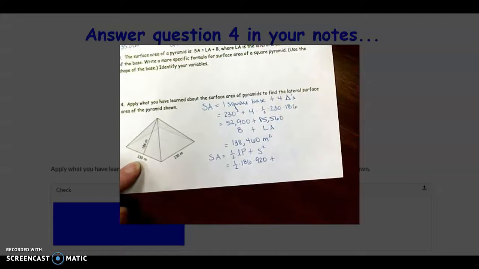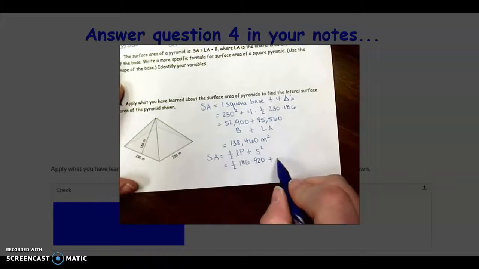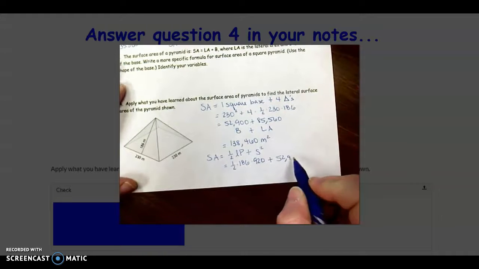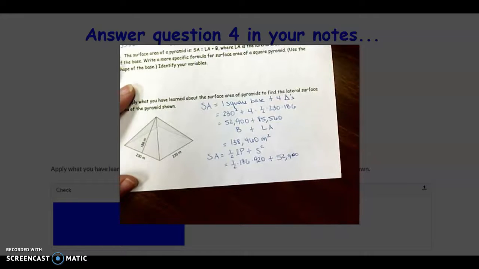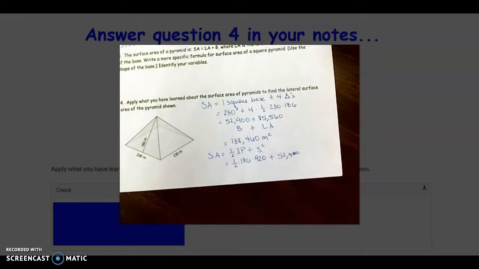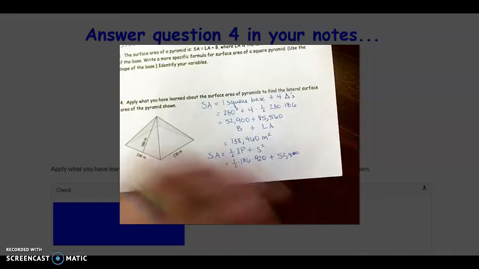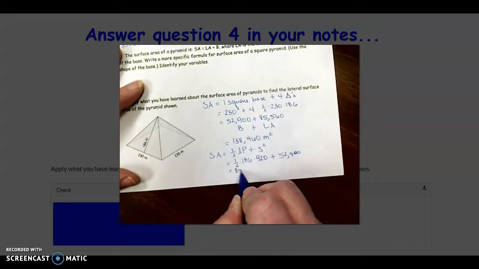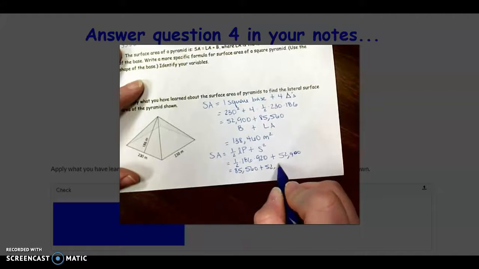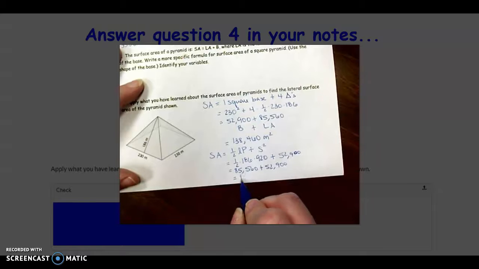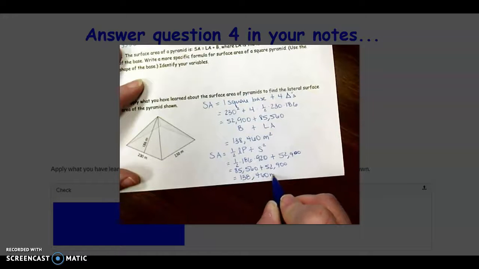230 squared we already found up here to be 52,900. So we have 1/2 of 186 times 920 gives us 85,560 that we're going to add to 52,900. Notice that's the same thing up here. So of course we get the same answer, 138,460 meters squared.